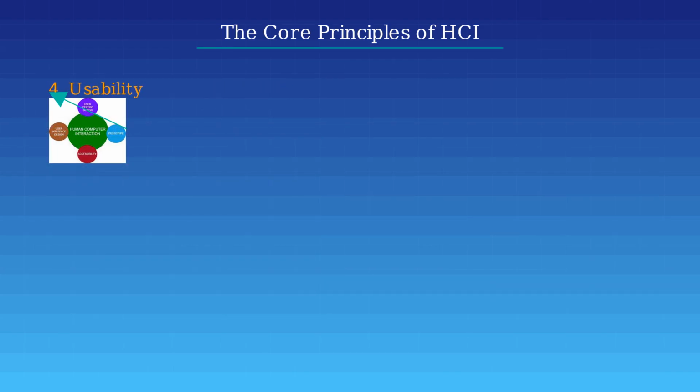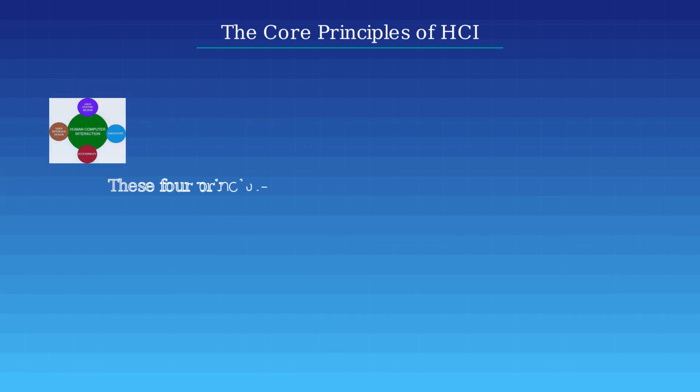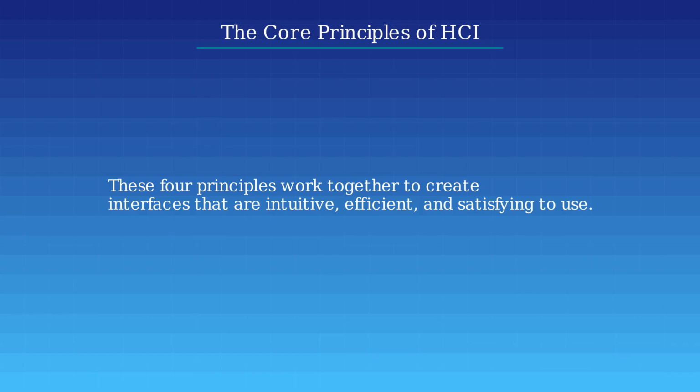The fourth fundamental principle is usability, which ensures systems are easy to learn, efficient to use, and error-free. Usability evaluation encompasses multiple factors, including user control, accessibility, consistency, and alignment with users' mental models. These four core principles of HCI work together to create interfaces that are intuitive, efficient, and satisfying to use.